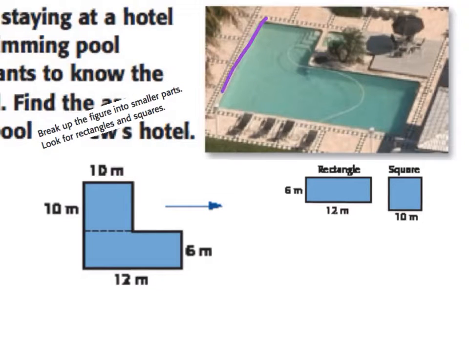But basically, we're going to take the outline of the swimming pool. This is not a normal shape that we just automatically have a formula for. But the way they have done it in the diagram is they took this section right here and they drew a line to divide it into two parts now that we can find the area of.